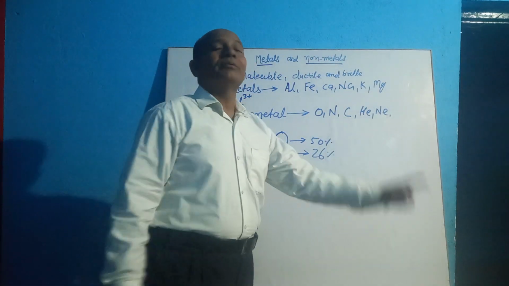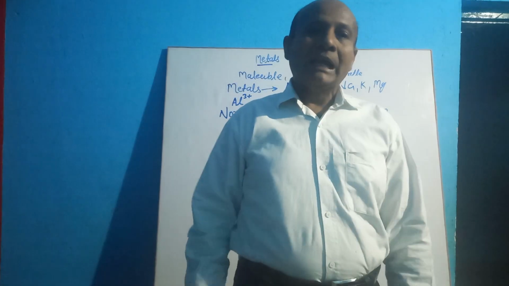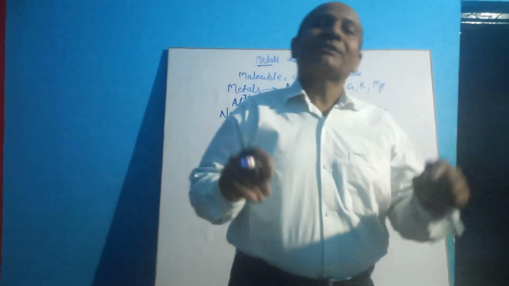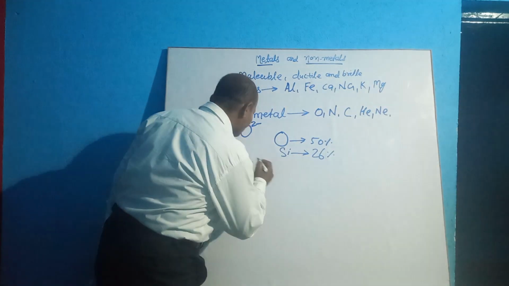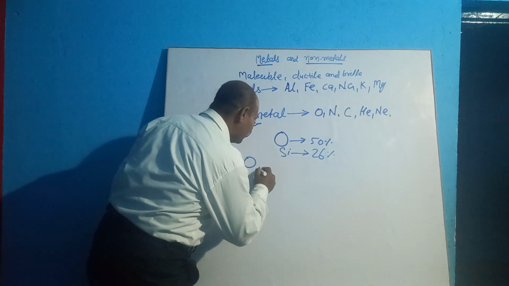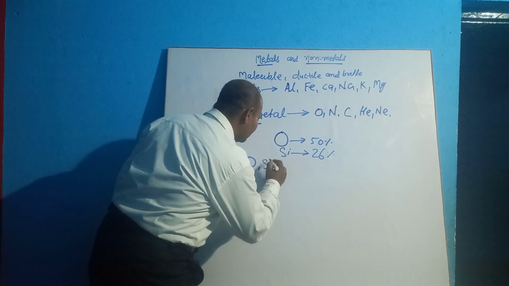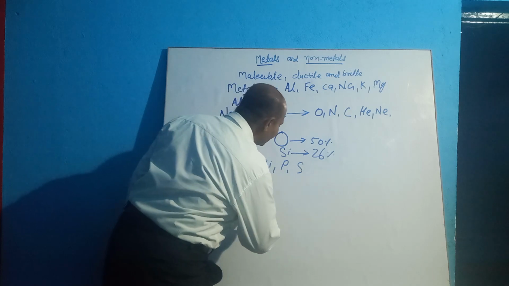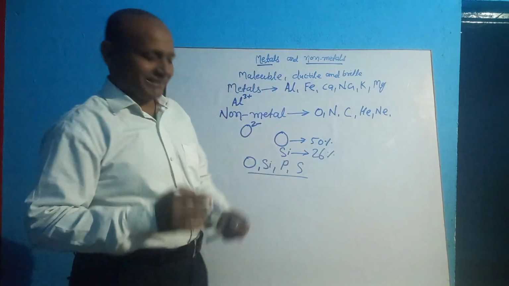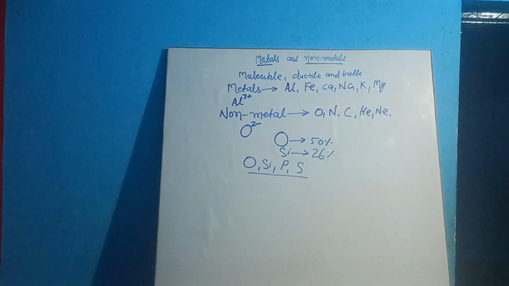The majority of non-metals in the earth crust in decreasing order of their abundance are oxygen, silicon, phosphorus and sulfur. Thanks.